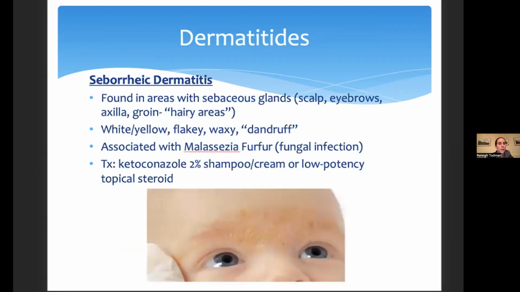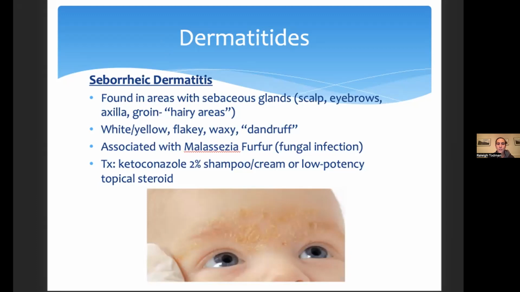Other dermatitis, there's seborrheic dermatitis, which we see in places where there's hair, sebaceous glands. It's flaky, waxy, dandruffy looking. It's associated, this is more test question-y, with Malassezia furfur, which is a type of fungal infection. And the treatment is 2% ketoconazole shampoo or cream or a low potency topical steroid. This can be seen on the scalp in infants, and it's called cradle cap, but it's the same type of dermatitis. And for that, it's just emollients and gentle shampooing, really reassurance.